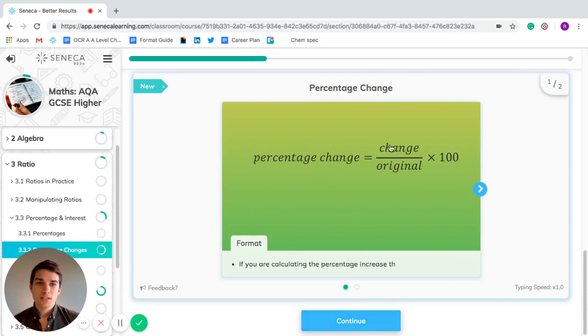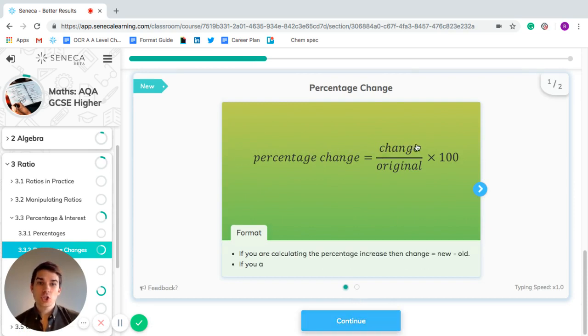To work out percentage change, it's equal to the amount of change, divided by what we started with, the original amount, times by 100. To work out the change, if it's an increase, we do the new value minus the old value. If it's a decrease, we do the old value minus the new value. That's just to keep the answer positive at the end.